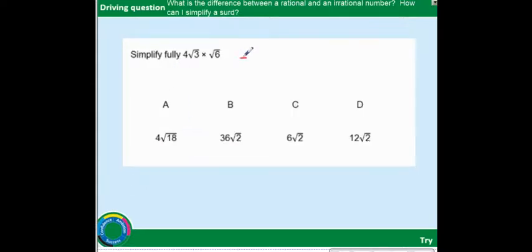4 multiplied by 1 is 4. Root 3 multiplied by 6 is root 18. Is that the correct answer? No. We need to continue because we can simplify root 18 because it has a square factor which is 9. So we can say 4 root 9 root 2, which is the same as 4 multiplied by 3 root 2, which is 12 root 2.